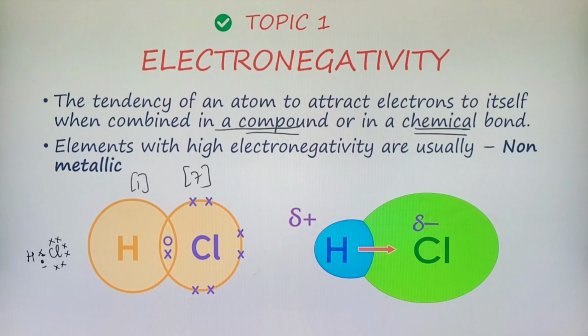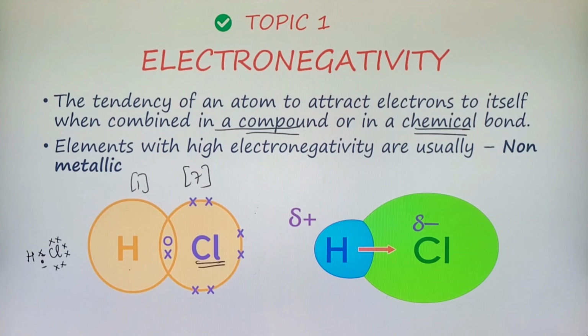But here, hydrogen is also a non-metal, chlorine is also a non-metal. Can you tell me which is the more non-metallic element here? The more non-metallic element is chlorine here. So what does it do, children?